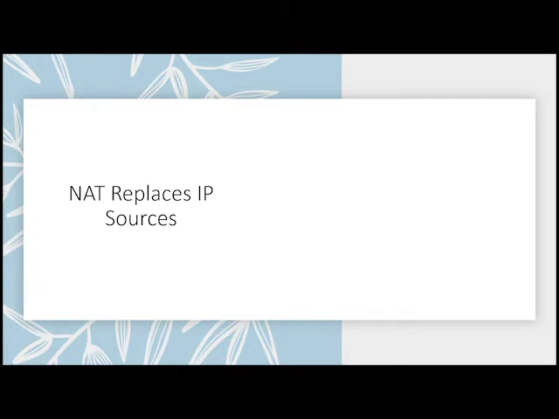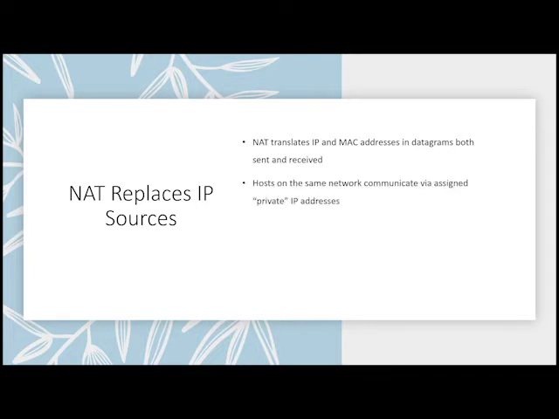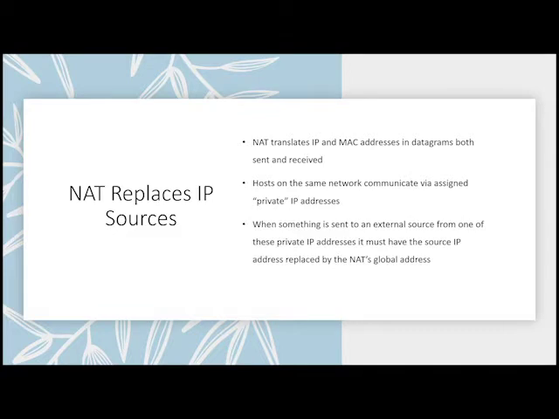NAT devices translate internal private IP and MAC addresses so they send from and receive back to a global public address. This is accomplished by editing any datagram sent or received from an external source. If on the same network, hosts will utilize the private network addresses and be able to determine MAC addresses without the need for NAT. However, when sent to an external source from one of these privately addressed hosts, the datagram must be edited by the NAT.